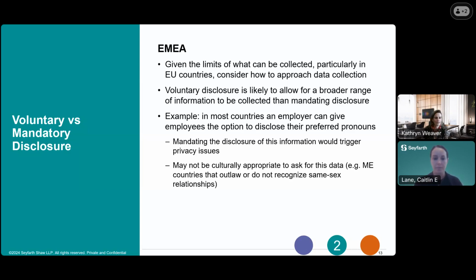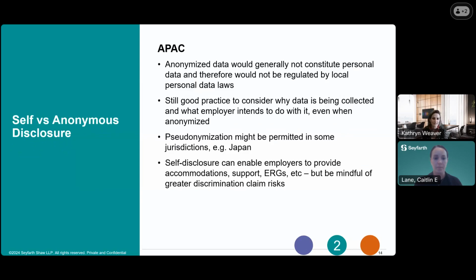Well, the main point is that with anonymized data, then it's less risky, of course. There'll be less risk from a data privacy and a discrimination claim standpoint. If you can't identify the individual from the data, it usually doesn't constitute personal data, and therefore the data privacy laws will not be applicable. Also, if the data is provided anonymously, it'd be difficult for an employee to later say that they've been discriminated against because they disclosed that they had a protected attribute.